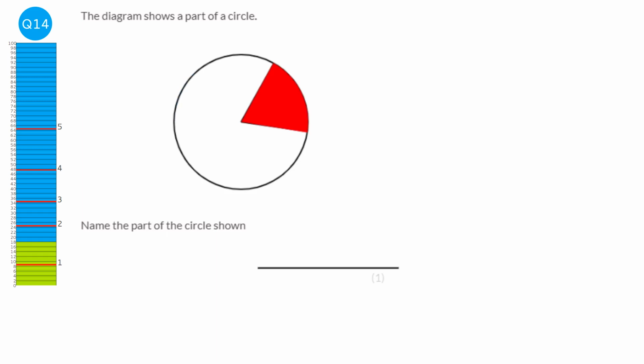If you've got a line across it, that would be a chord. And the part that's kind of trapped in there is called a segment. Then if you've got a line across the circle going through the centre, that's a diameter. If you've got a line just going to the centre, if I can draw it properly, then that's called a radius. If you've got a line that touches the circle just on one point, like that, that's a tangent. But in this case, we have a sector.